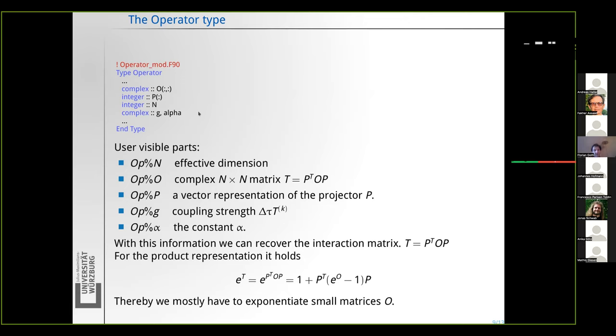As an outlook, if you specify the full hopping matrix for the Hubbard model, usually the O matrix is a full matrix of full rank. Whereas if you specify the checkerboard decomposition, it gets split up into multiple smaller matrices, but this is handled automatically for you.